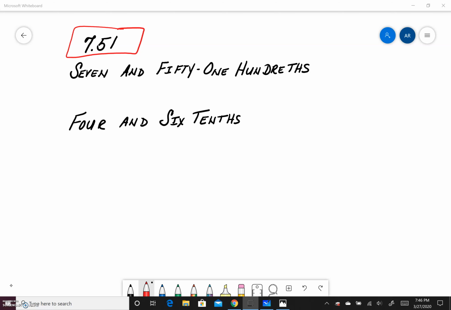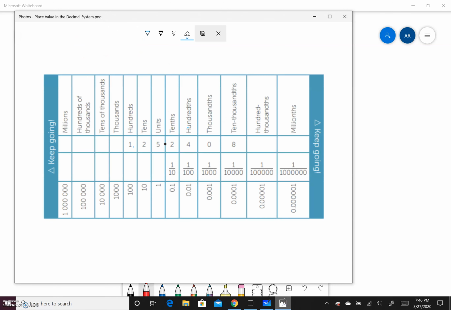And the word and represents the decimal point. And then we write out 51. Now the word hundredths, that's the new part. So if we go look at our diagram, remember, if it's the first position to the right after the decimal point, we're in the tenths.